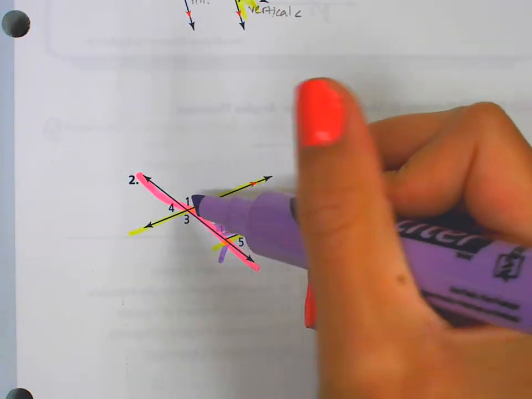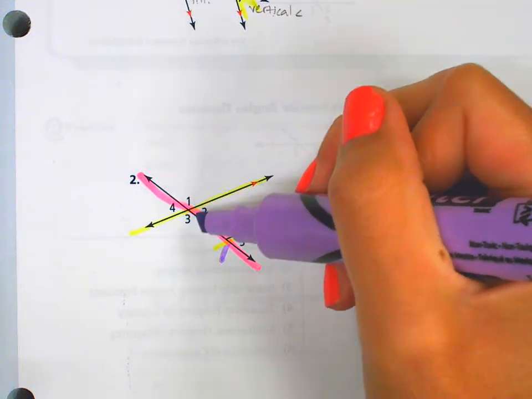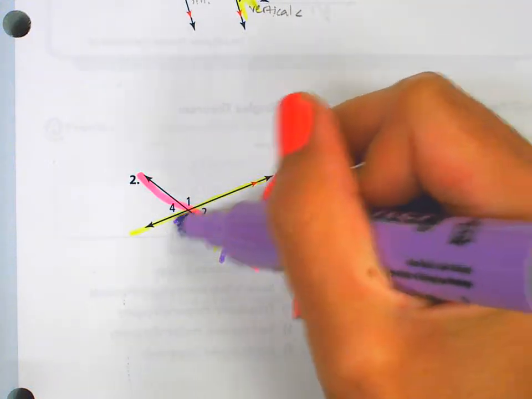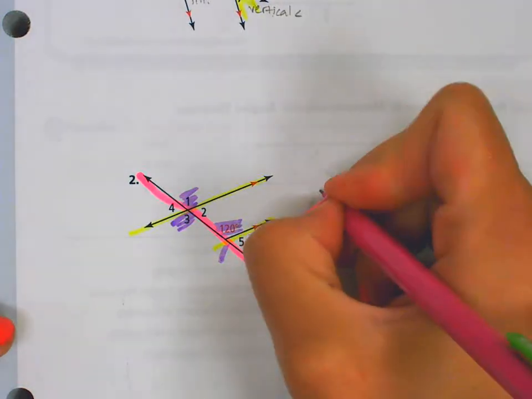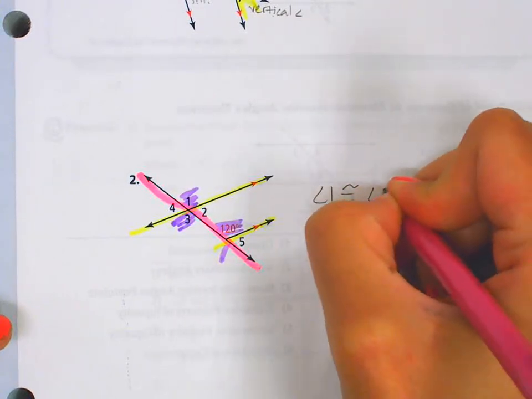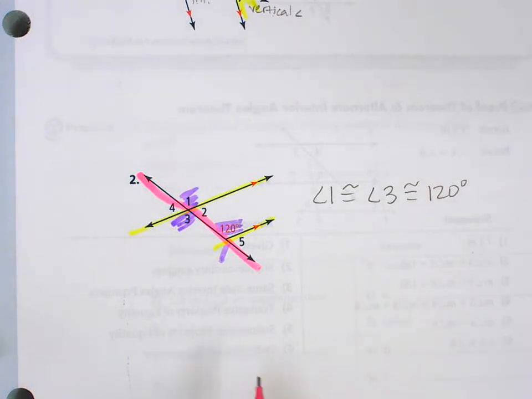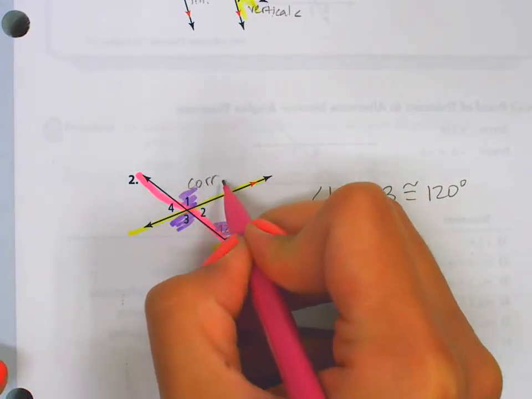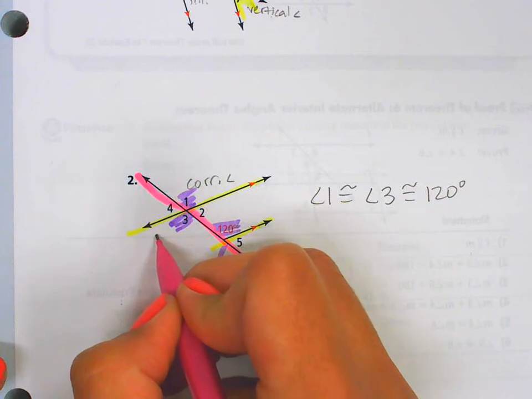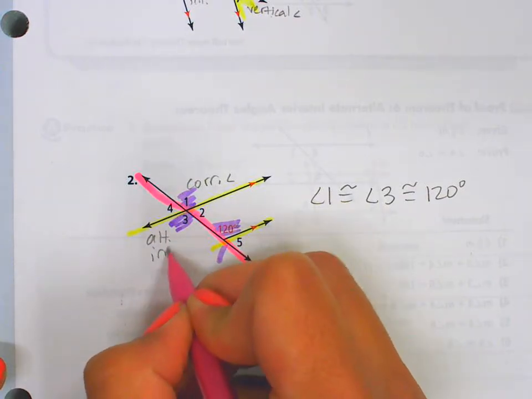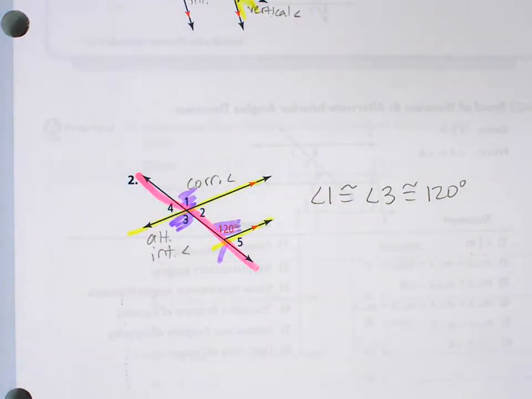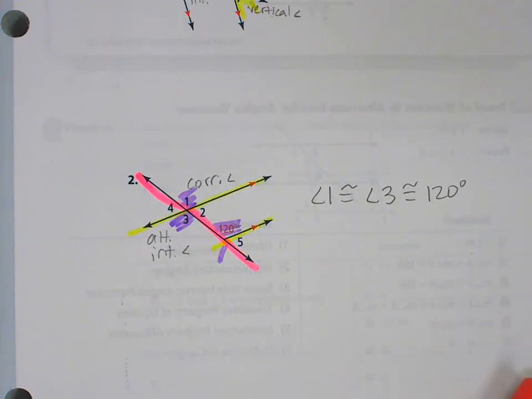So looking over here, I would think, okay, there's alternate interior. And then this one is corresponding. So 1 and 3 are also congruent. So I'm going to write that angle 1 is congruent to angle 3, which they're congruent to the 120 degrees. And then I have to justify it. So this is the corresponding angle. And then this one was the alternate interior angle. And after this, again, this was page 73.